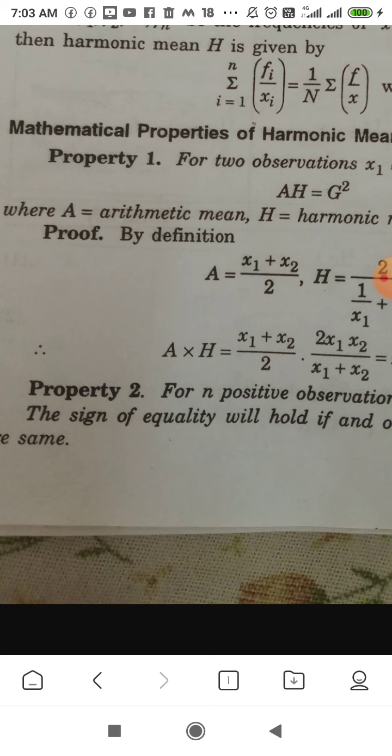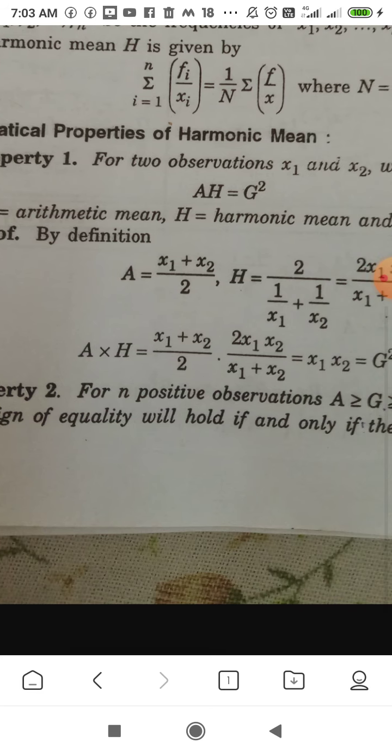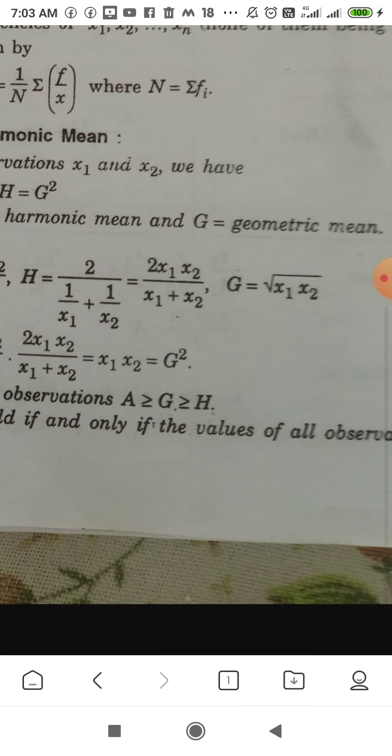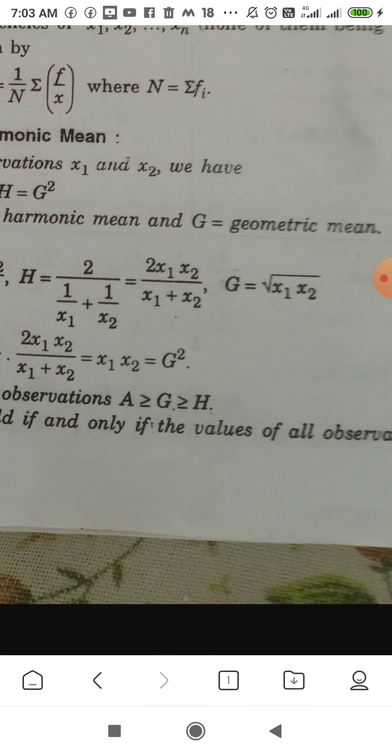If we have two data in the series, x1 and x2, then its arithmetic mean A will be x1 plus x2 upon 2. Similarly, H is equal to 2 upon 1 upon x1 plus 1 upon x2, and after taking LCM and solving it, it gives 2x1x2 upon x1 plus x2. And geometric mean G is equal to the root of x1 into x2.